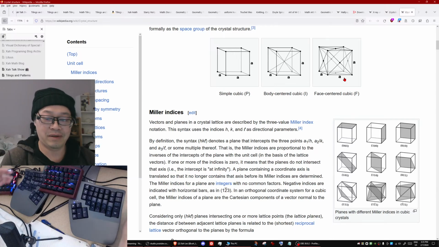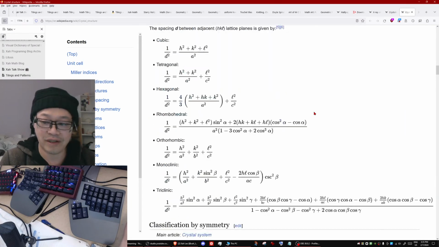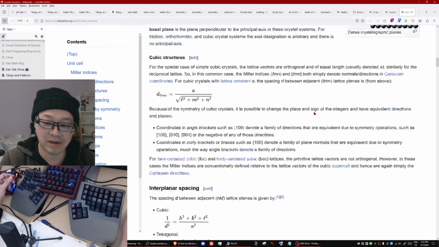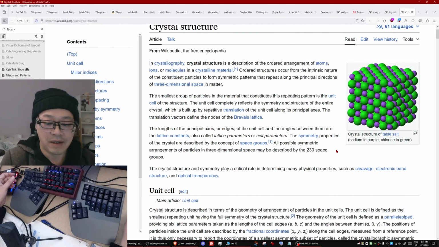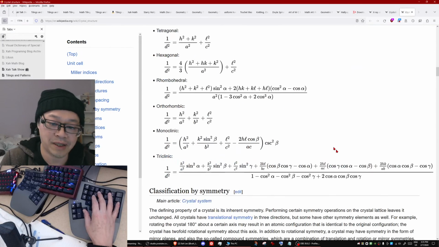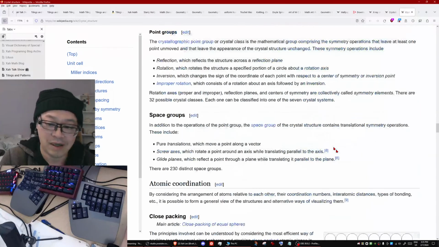Once you know mathematically what is possible, it helps you a lot in figuring out how the molecules actually arrange themselves. So this is mathematics, in particular geometry. You see lots of math, very interesting.